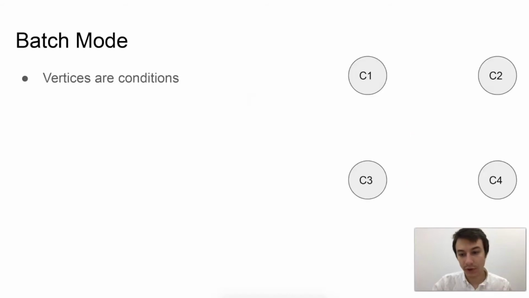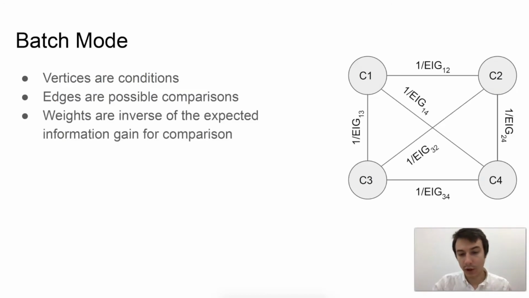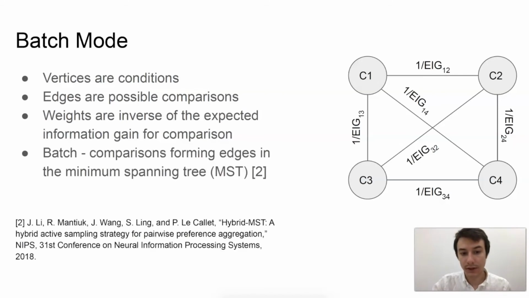In the batch mode, we treat all conditions as vertices. Edges between those vertices are possible comparisons. We then weight the edges with the inverse of the expected information gain. So where the gain is large, the weight is small. After that, we select comparisons, forming the minimum spanning tree.